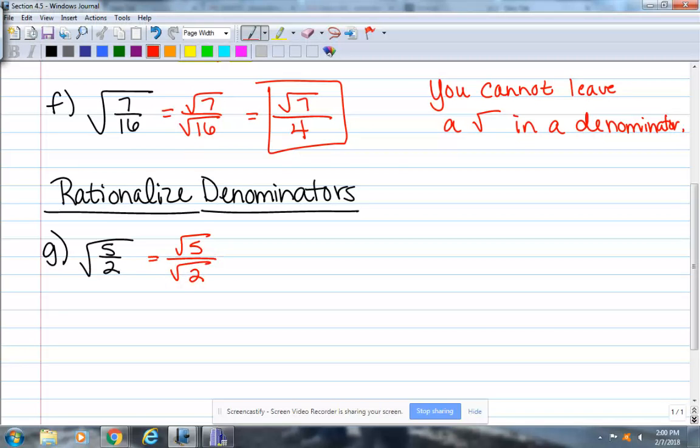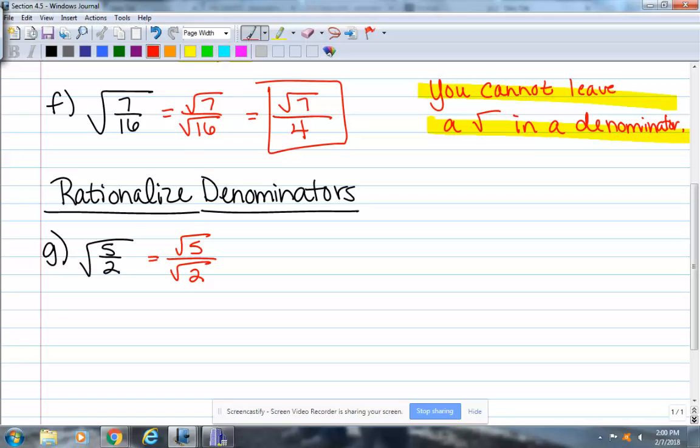Will radical 5 simplify? No, there's no squares that go into 5. What about radical 2? No, but this little rule right here says I'm not finished, because I cannot leave the answer radical 5 over radical 2. It's mathematically illegal to leave a radical in a denominator. It's just not simplified to do that. Okay? So what we have to do to fix a radical in a denominator is rationalize it.